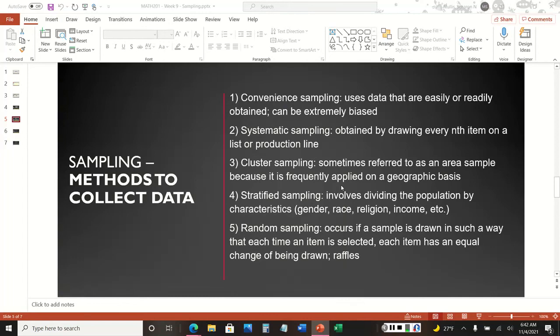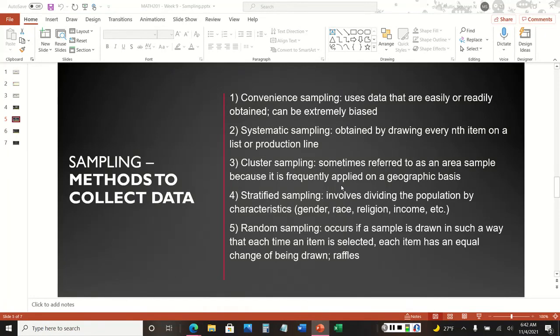Another example is with police officers. If they use the radar gun to see if people are speeding, they may say, okay, every 20th car, every 100th car, I'm going to do the radar and check and see if they're speeding. So that's another way of doing systematic sampling.